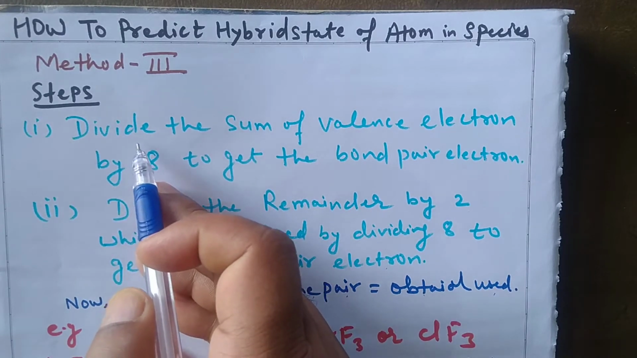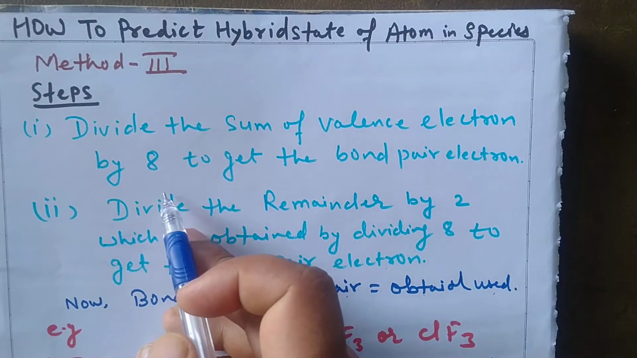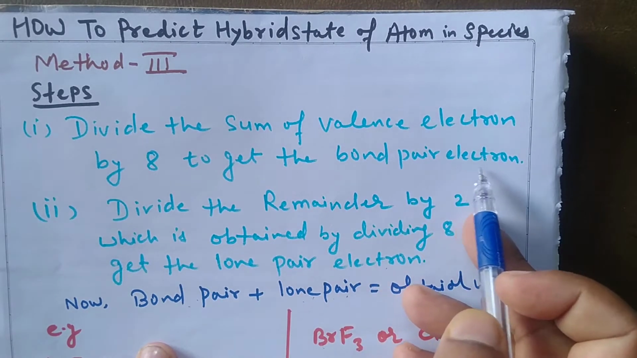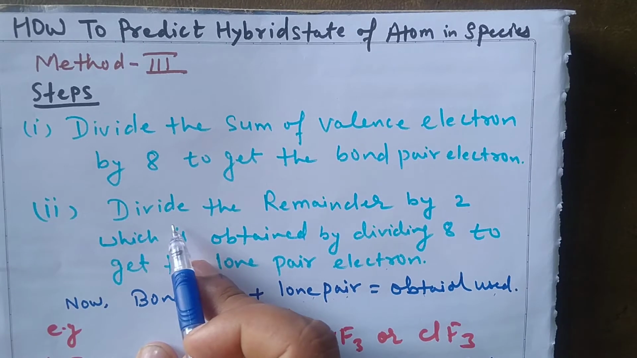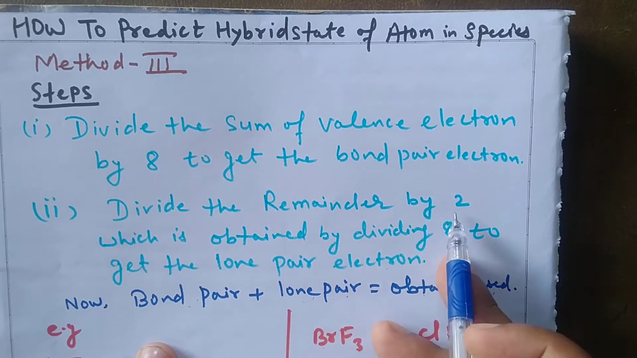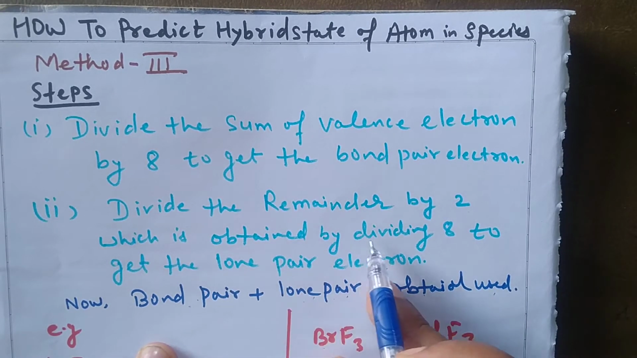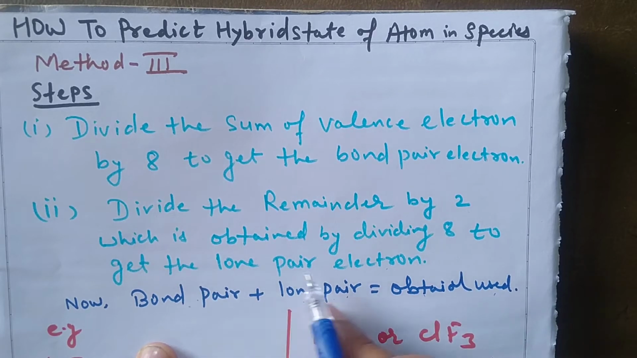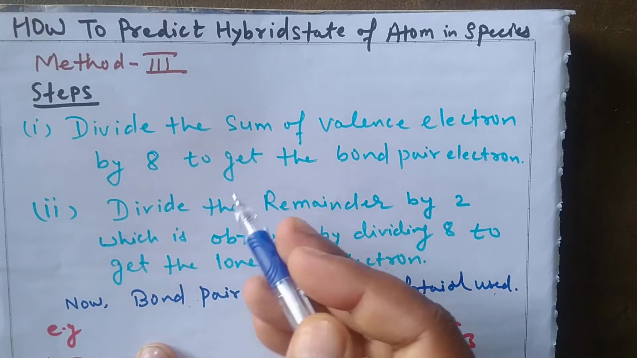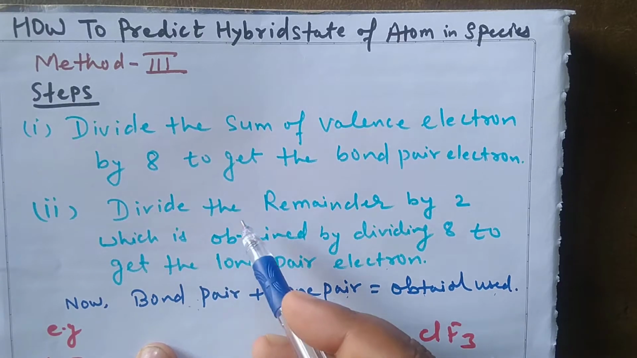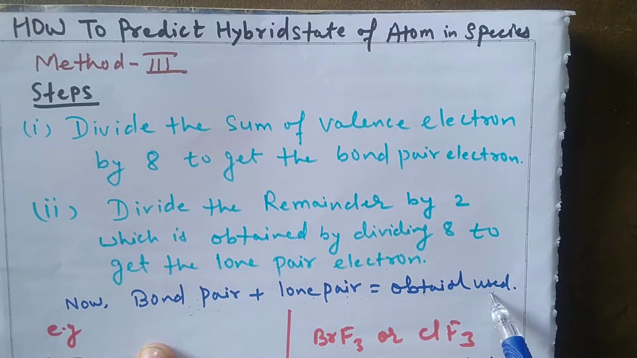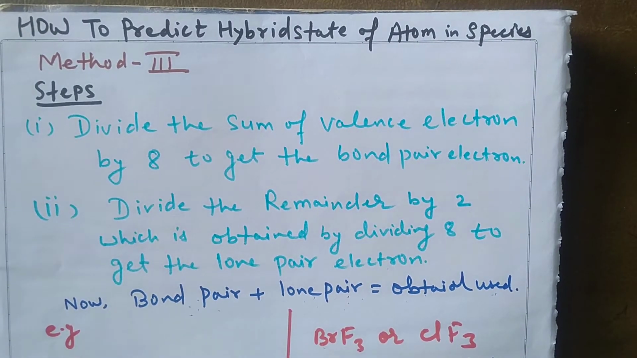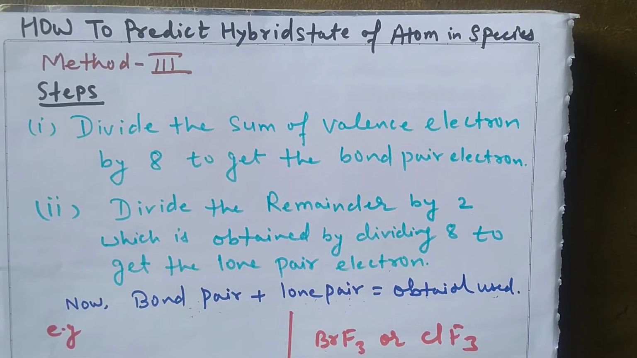First of all, you have to divide the sum of valence electrons by 8 to get the bond pair electrons. Now in step 2, you have to divide the remainder, which is obtained by dividing by 8, by 2 to get the lone pair of electrons. Step 1 gives you the bond pair and step 2 gives you the lone pair. Lone pair and bond pair added together give the orbitals used. Now this can be understood by taking examples.